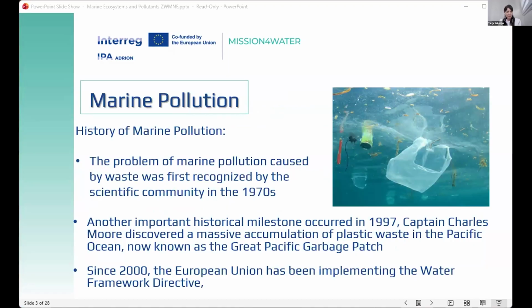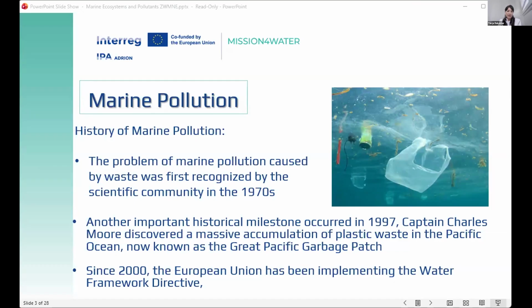When we talk about marine pollution, we can start with some historical facts. The problem of marine pollution caused by waste was first recognized by scientific communities in the 1970s, when the first relevant studies were published on the consequences of plastic pollution in the ocean and its impact on marine ecosystems. Another important historical milestone occurred in 1997, when Captain Charles Moore discovered a massive accumulation of plastic waste in the Pacific Ocean, well known as the Great Pacific Garbage Patch. Despite existing scientific knowledge at the time, this visual evidence of the scale of the problem shocked the global public.